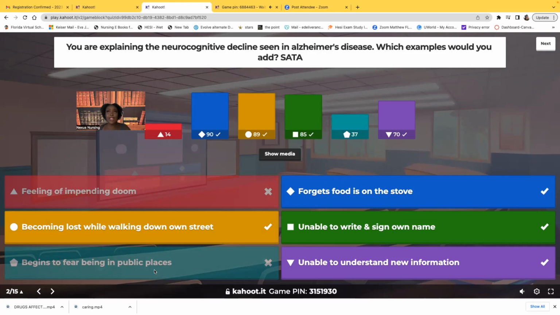Yes. Not only are they having a hard time remembering past information, they have a hard time processing new information. So forgetting food that was on the stove, forgetting how to even get home, forgetting how to write their name or their signature, being unable to understand new information, all of those are signs and symptoms of Alzheimer's, which again is a type of dementia.